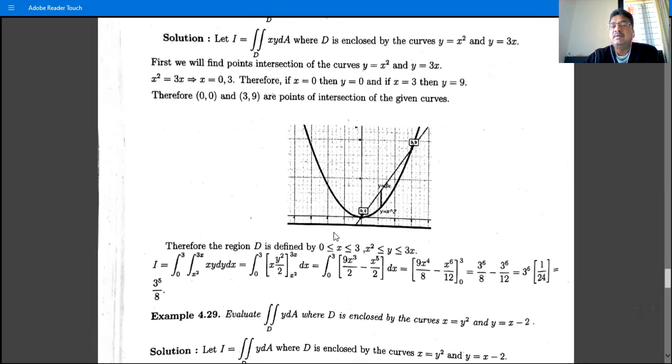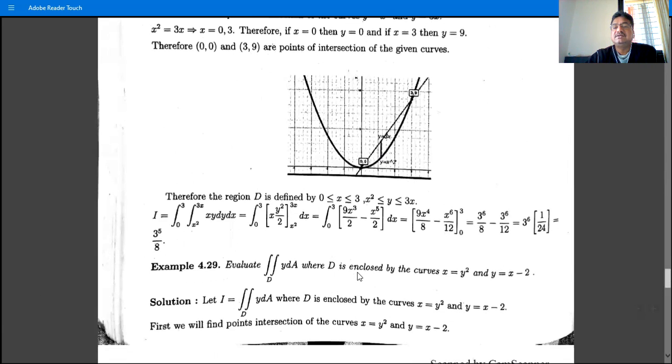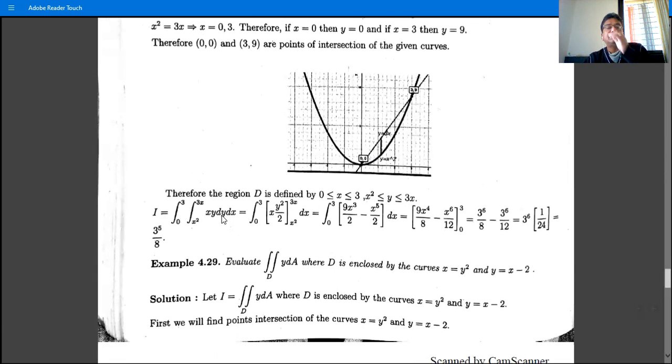And in order to cover this region, we have to move this strip from this point to this point. And this point is what? Is 3. X runs from 0 to 3. And so solve this integration with respect to y first, meaning x is constant, then with respect to x, we have the answer 3 raised to 5 divided by 8.